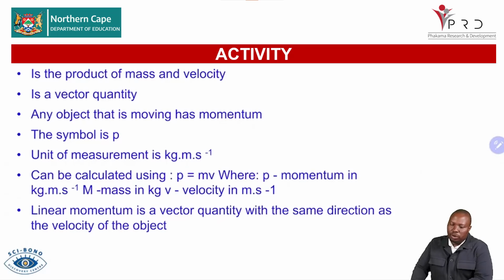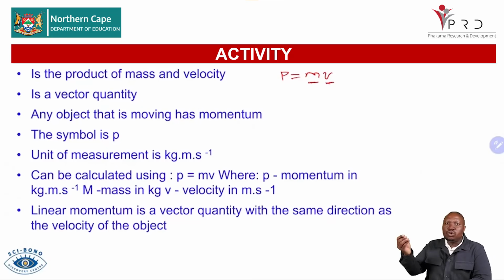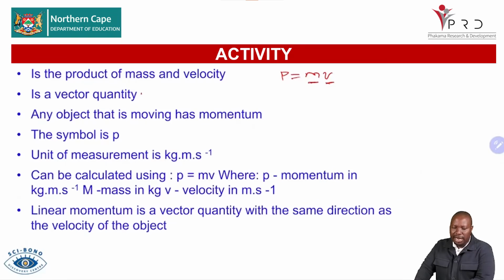Again, we're going to emphasize the importance of definitions here. Momentum is a vector, and momentum from the data sheet is p equals mv, small p. It is the product of mass of an object and its velocity. That is the 2 marks you're expecting if they say define momentum. Momentum is a vector, which means it has both magnitude and direction. Any object that is moving has momentum, and the symbol for momentum is small letter p.